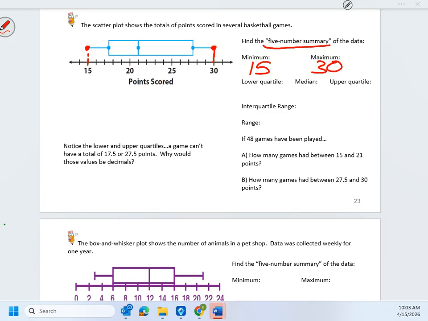From that, can I say what the range is? What would the range be? Remember, our range is going from the lowest to the highest. So what would my range be? Rhoda? 15 to 30. So the range is the lowest to the highest. So if you know your minimum and your maximum, you know your range. Where do I find my lower quartile on my graph? Joy?